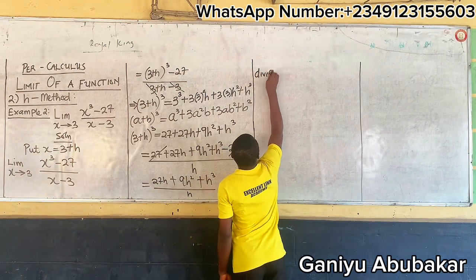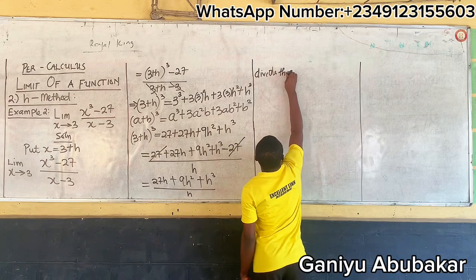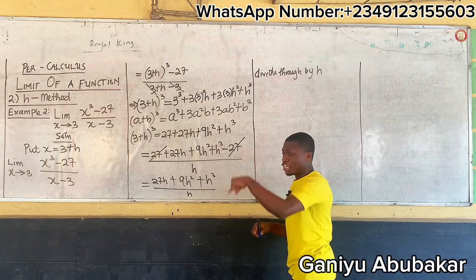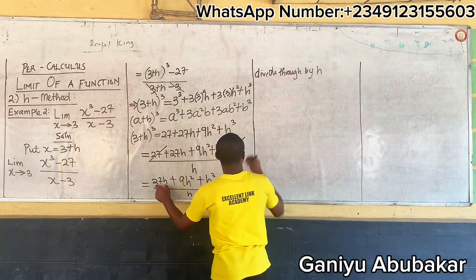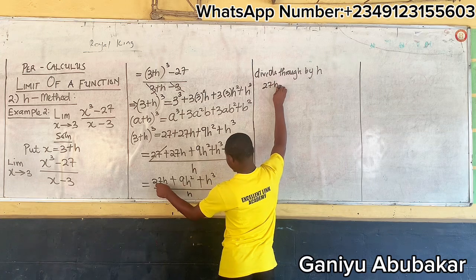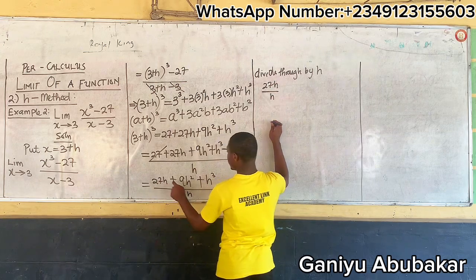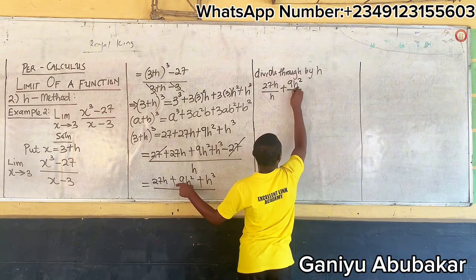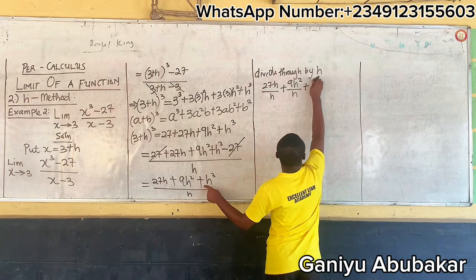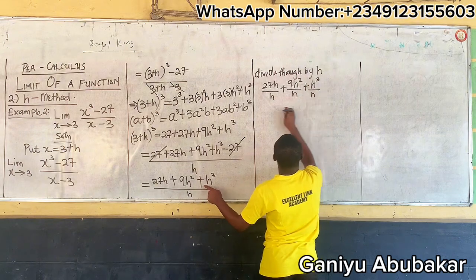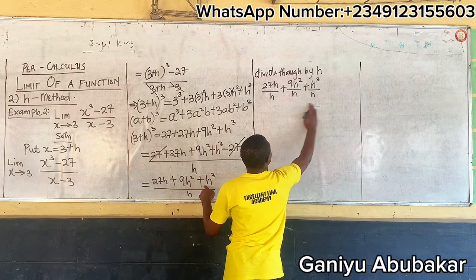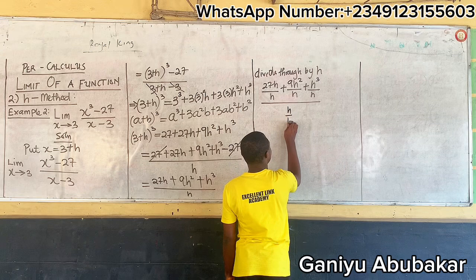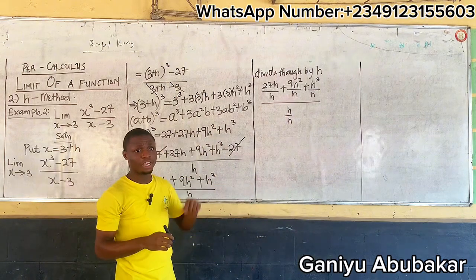So divide through by h, as easy as that. So pick each term by h. So pick up 27h, right? Divide it by h. I'm done. Plus this is 9h squared. Divide this by h. Plus this is h cubed. Divide by h. So all over this one here is only h. So divide h by h. You said divide through by h, each of the terms by h.